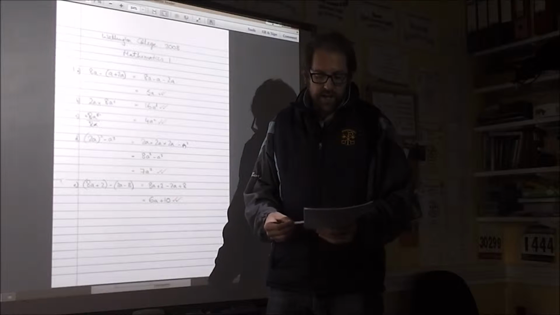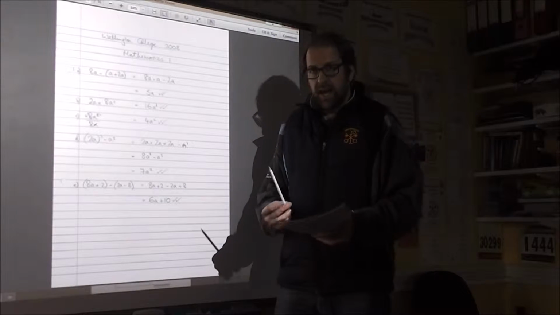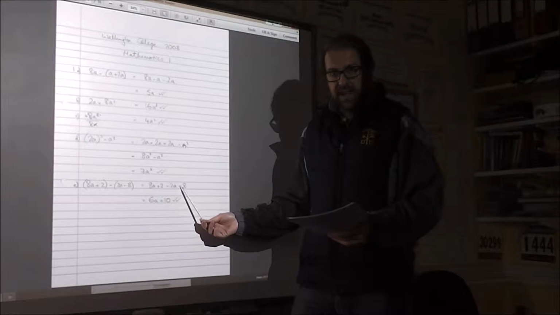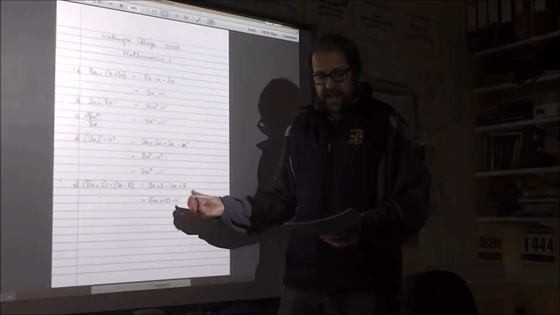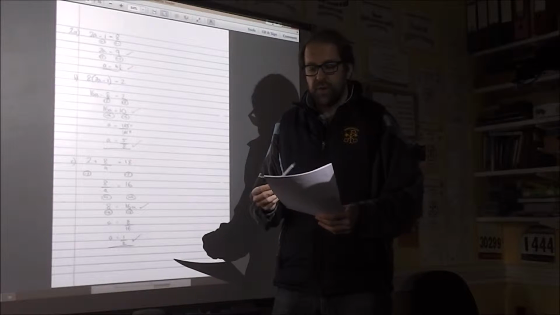Take away a cubed, and you get 7a cubed. And part E, again, just be careful with the minus sign, and it becomes plus 8 at the end. Collect like terms, and you get 6a plus 10. Question 2 was solve the equations.